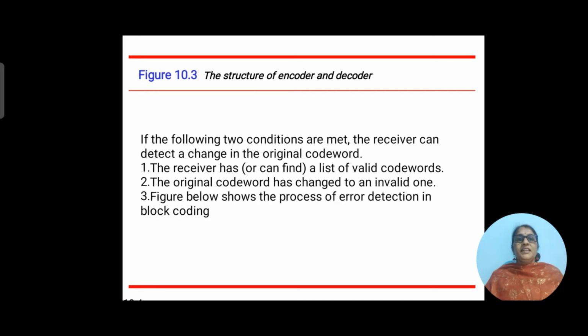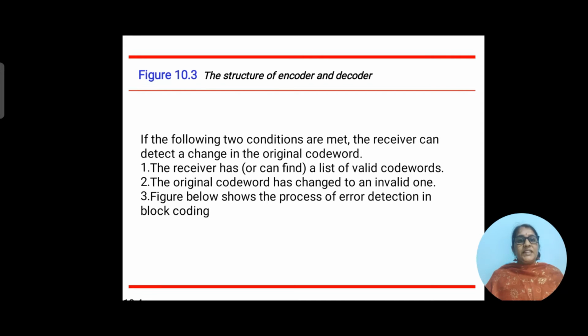Let's repeat. The following two conditions must be met. The receiver can detect a change in the original code word, and the receiver has a list of valid code words. Second, the original code word has changed to an invalid one. The figure below shows the process of error detection in block coding.